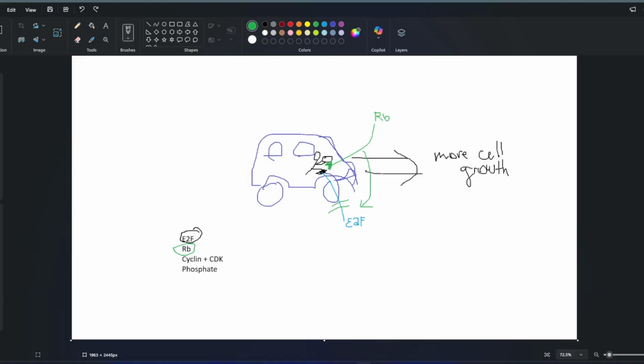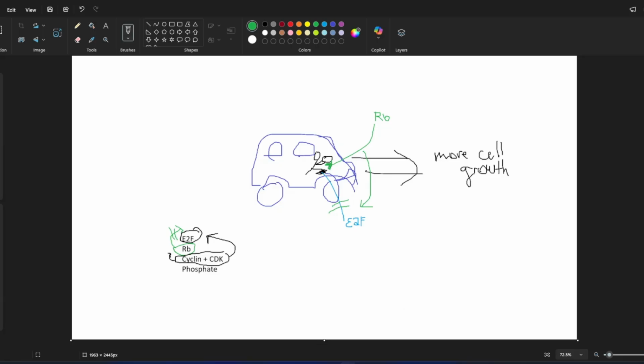Now, cyclin plus CDK is the hand that releases the brake: a pair of helper proteins that team up when the body says grow. They are helping E2F. They team up together, both cyclin and CDK, to release RB so it doesn't act on E2F anymore. Now, phosphate is a sticky note, a small chemical group that turns proteins off or changes their shape.